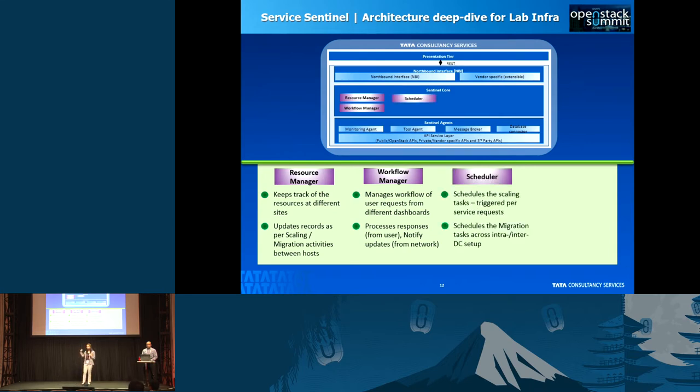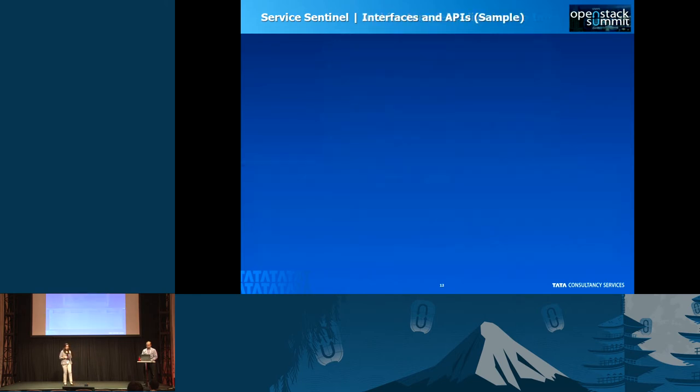The scheduler is a component that schedules different kinds of scaling requests and different kinds of migration requests across the sites, also depending upon the priority of the request. And the last one is the load balancer. The load balancer tracks different resource APIs to distribute the workload and the traffic that is driven by different kinds of servers and service requests. Let's move to the next slide.